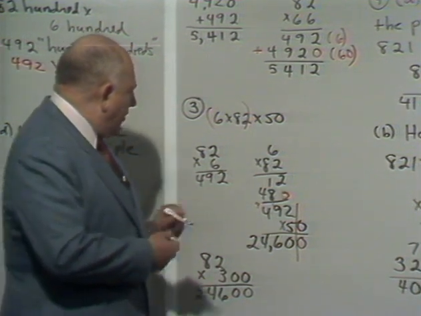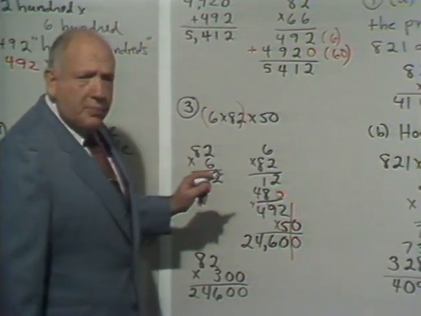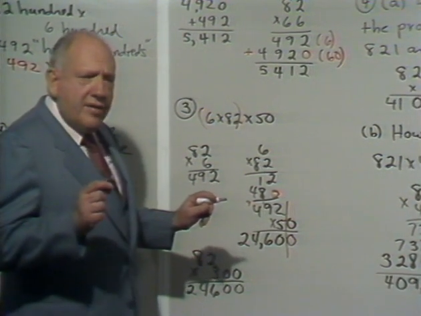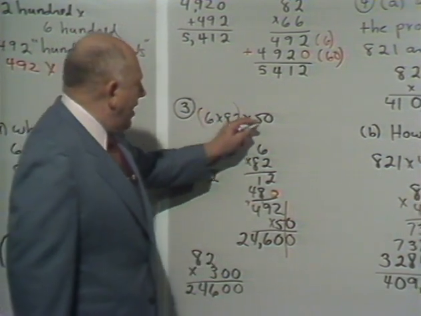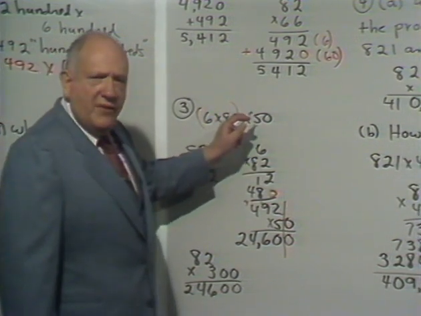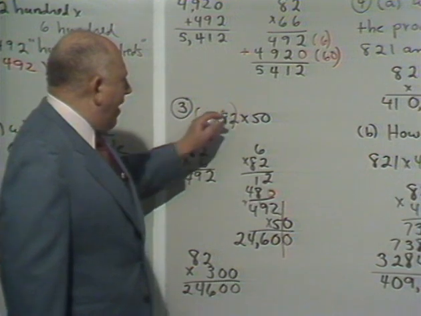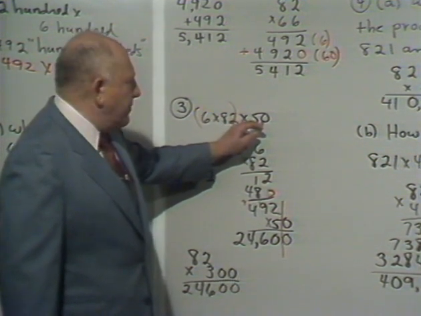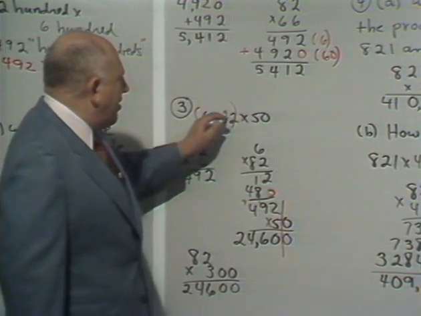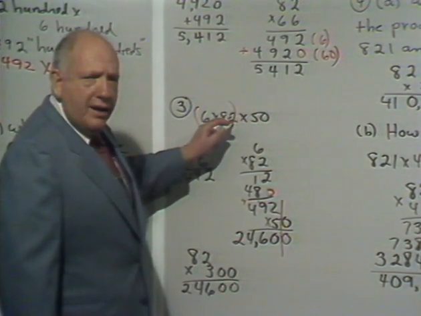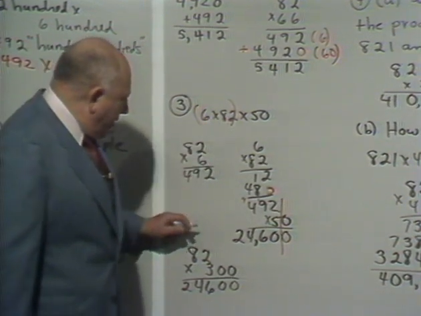The only thing I wanted to point out is that since multiplication is commutative, I can change the order of the factors. You see, going back to this, my eye may have picked up the fact that I can do 60 times 50 in my head. 6 times 5 is 30, annex the 0, that's 300. In other words, I could have said what? 6 times 50 is 300. Then I'll multiply the 82 by 300, and that's exactly what I do down here.